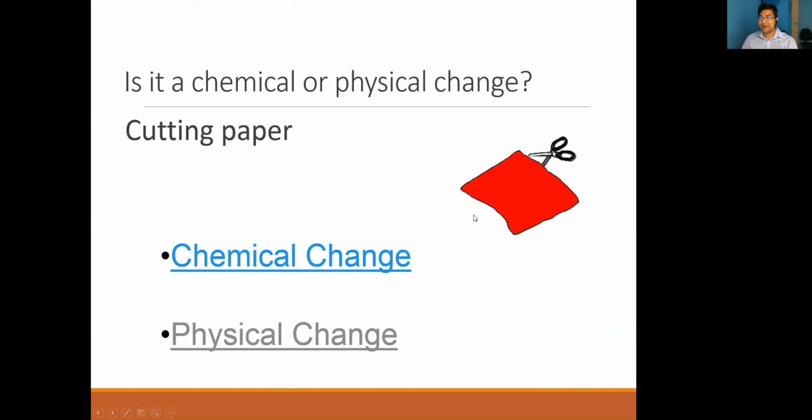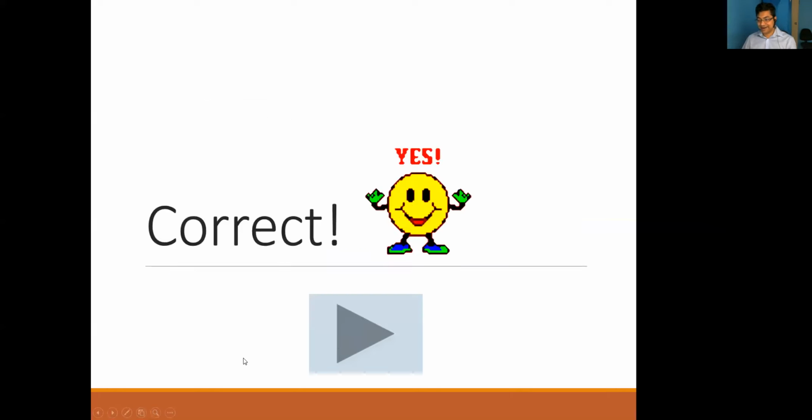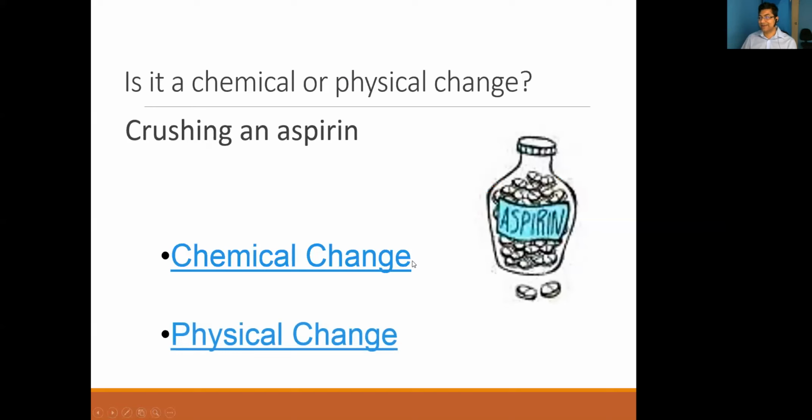Next, is it a chemical or physical change? Cutting paper. You are cutting paper, right? Cutting paper, it's definitely what? Physical change. Yes. Let's try. Correct. You're correct.